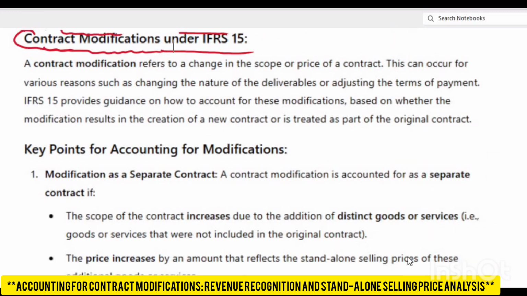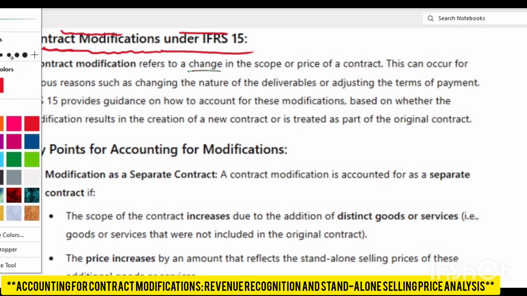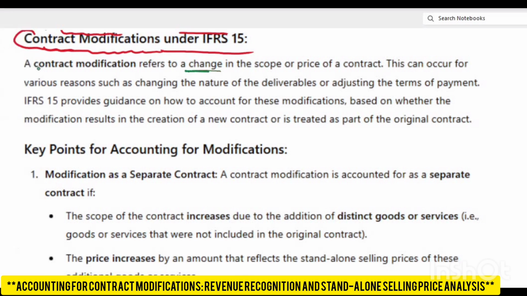Now you see here, contract modification refers to a change in the scope or price of the contract. So when there is a change in the scope and the price of the contract, we call it a modification of contract. And we have three types of scenarios, arising for various reasons such as changing the nature of the deliverable or adjusting the terms of payment.